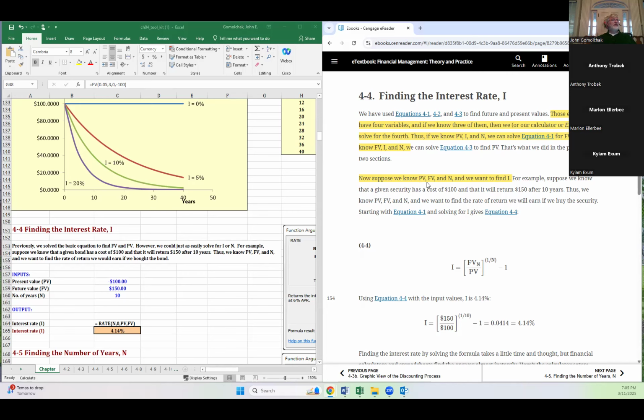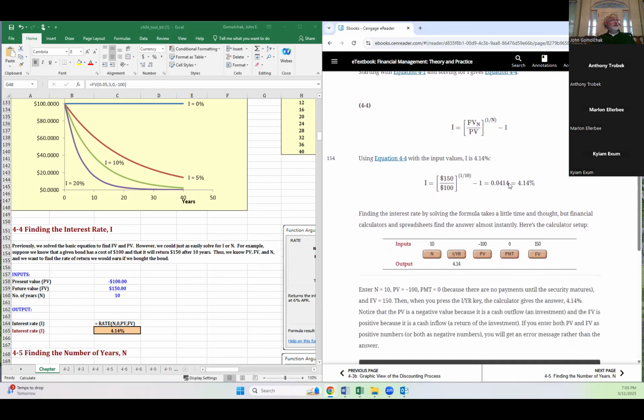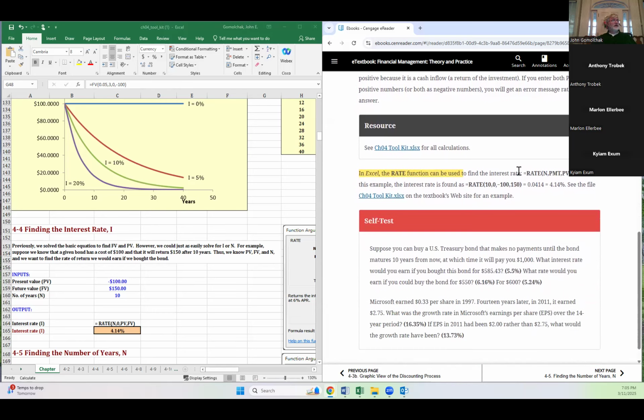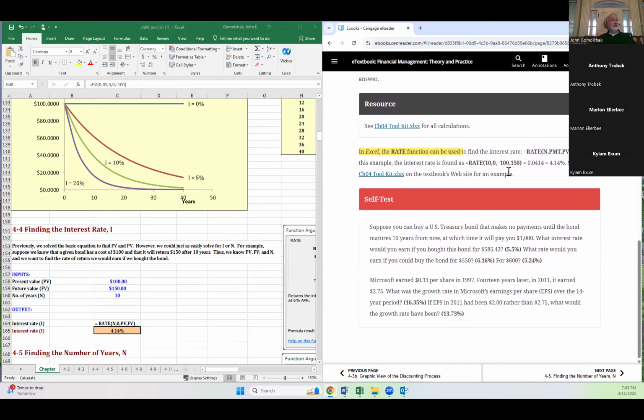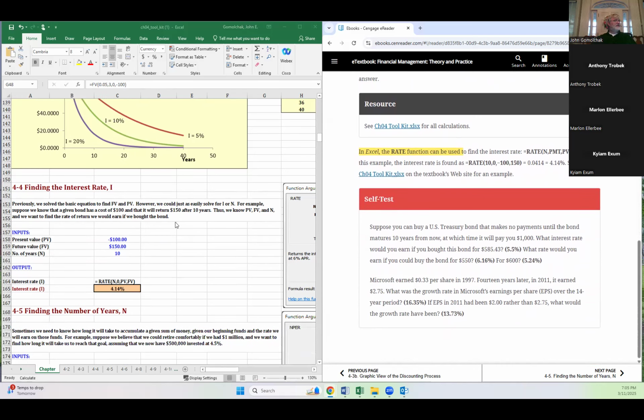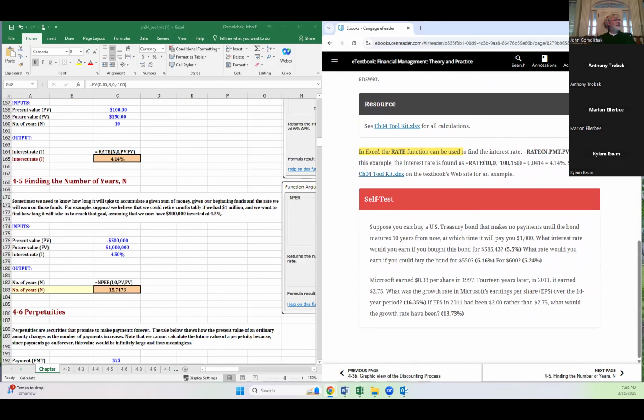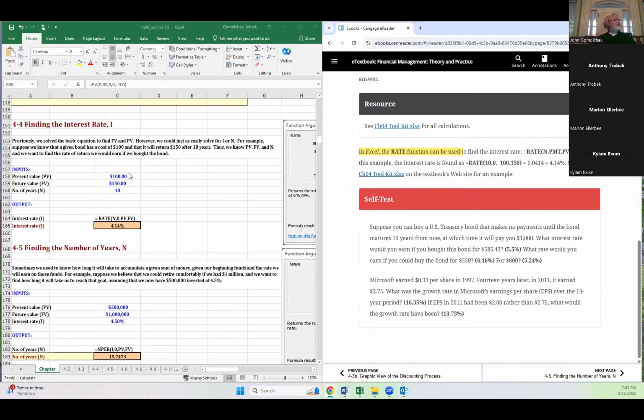Suppose we know present value, future value, and number of periods, and we want to find the interest rate. How do we do that? Well, here's our financial calculator for those of you that are inclined to want to do that. Finding the interest rate over here, the rate function can be used.